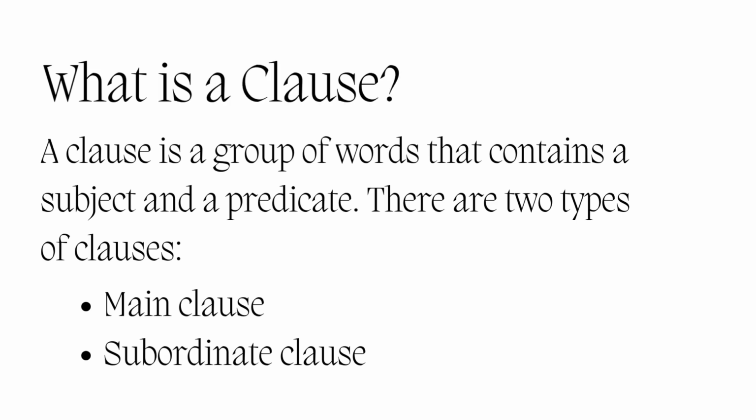What is a clause? A clause is a group of words that contains a subject and a predicate. There are two types of clauses. They are main clause and subordinate clause. Talking about subject. A subject is a thing or person the sentence is about. The thing or person that does something in a sentence, while the predicate is the rest part of the sentence. The predicate gives more information about the subject, and the predicate contains the verb. Let's now go ahead and see what a main clause is all about.